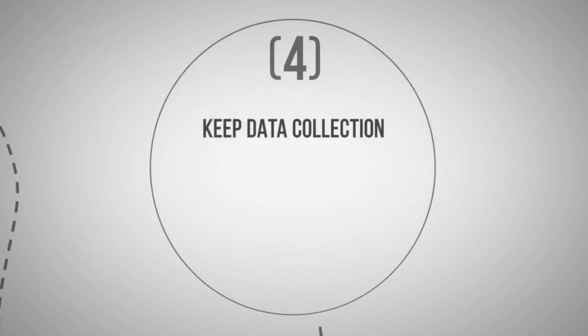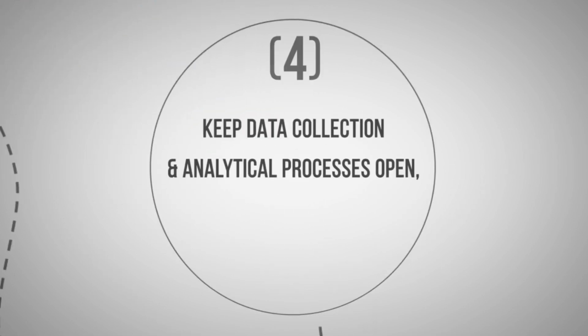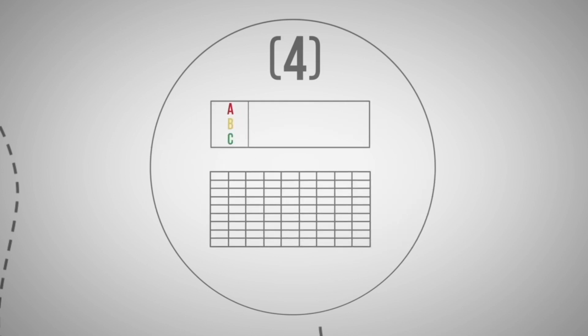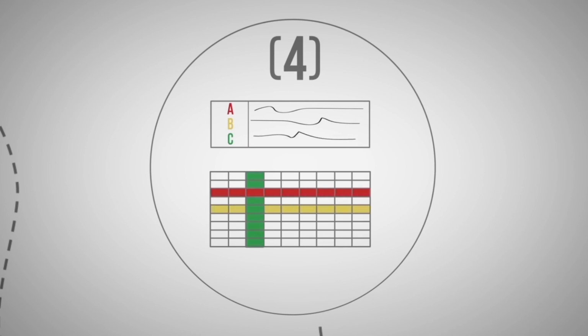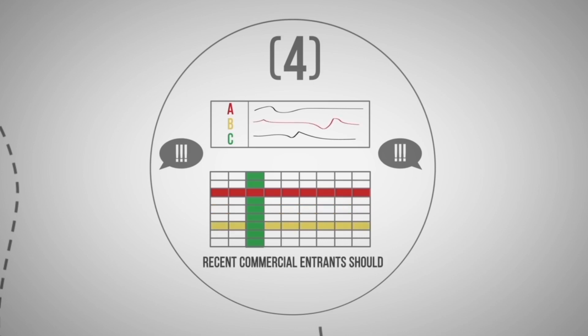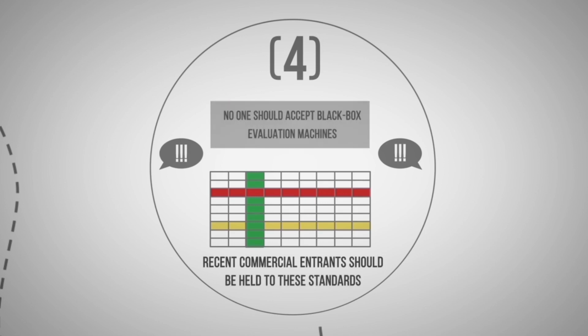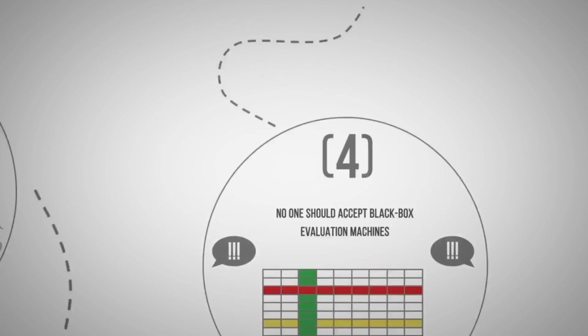4. Keep data collection and analytical processes open, transparent, and simple. Databases used in evaluation should be constructed according to clearly stated rules set before the research has been completed, until recently a common practice. In 2010, public debate on the technical properties of an important indicator led to a revision in the calculation of this indicator. Recent commercial entrants should be held to these standards. No one should accept black box evaluation machines.